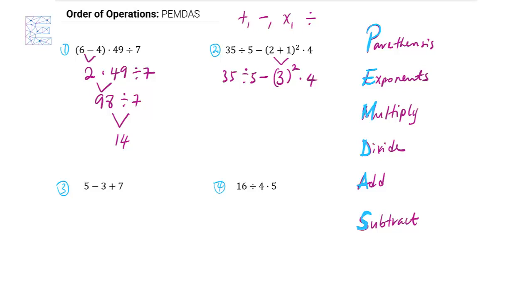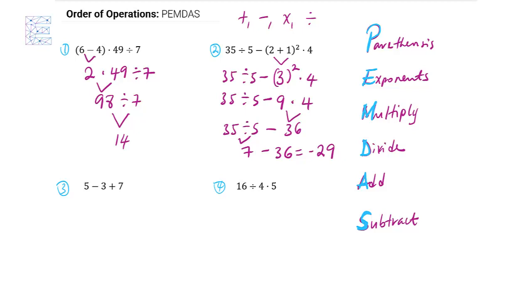Do we have exponents? We sure do. So we'll bring back the 35 divided by 5 minus 3 squared, which is 9. We've worked out the exponents. Next is multiplication, which we do have. So 9 times 4 is 36. And we bring down everything else that we haven't touched. We do have division for this problem. 7 subtract 36. And you'll find that the answer to this is negative 29.